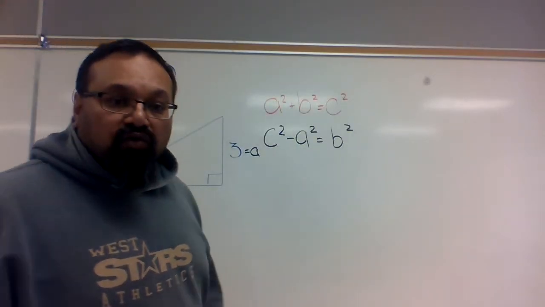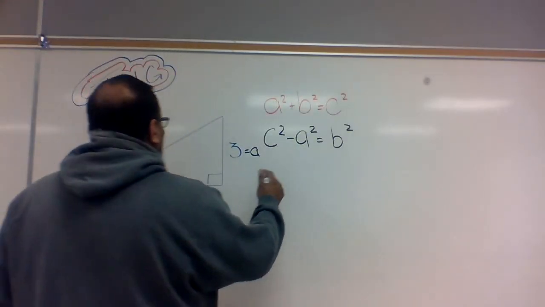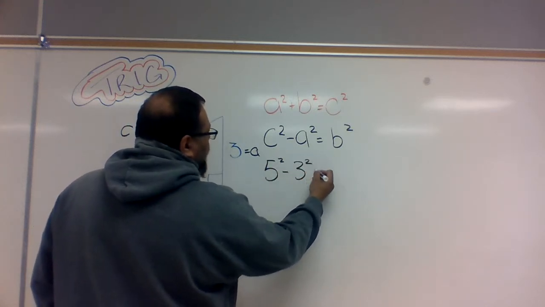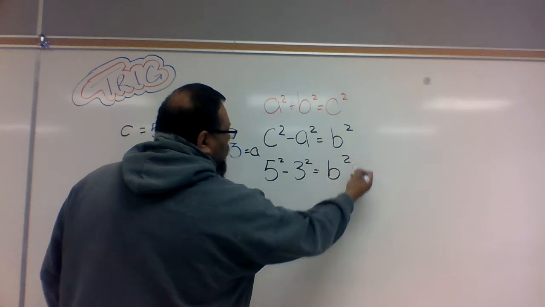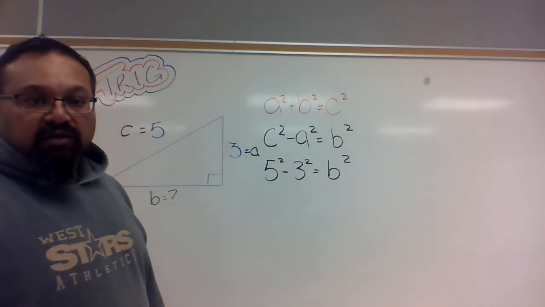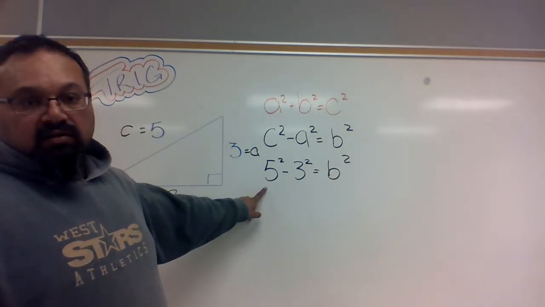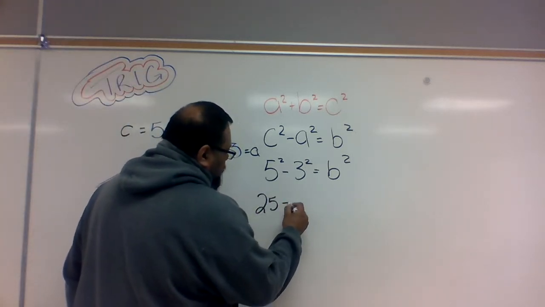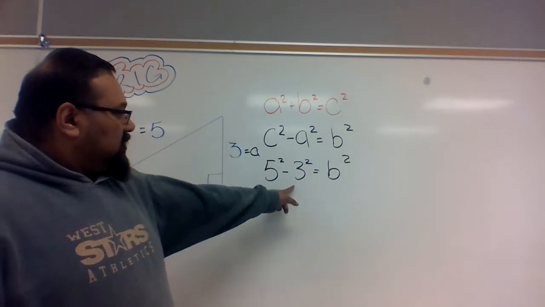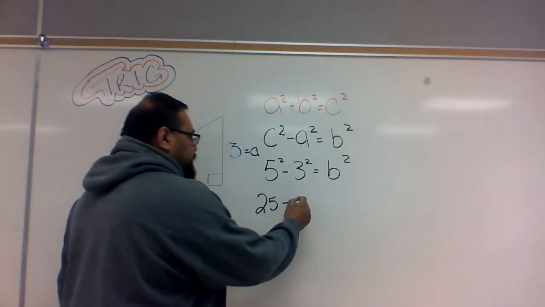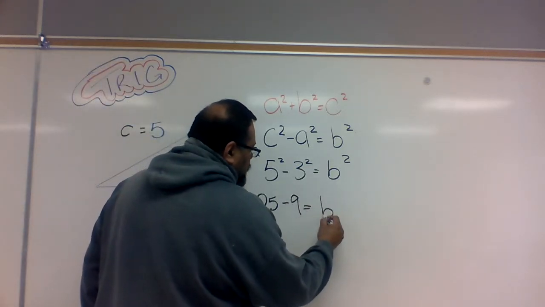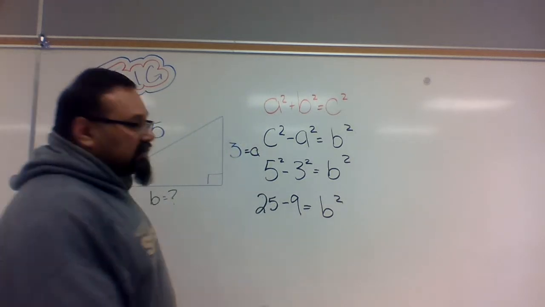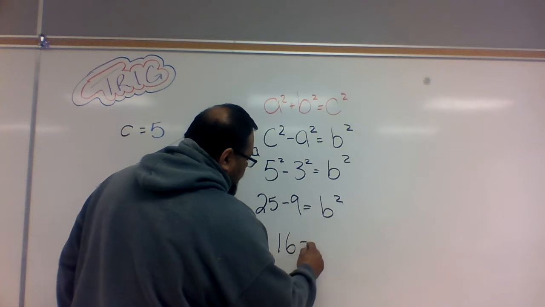Now we plug in our known values for our unknown. So 5 squared minus 3 squared is going to equal b squared. Now we do the math. 5 squared is the same as saying 25, and minus 3 squared is the same as saying 9. When I do the math, 25 minus 9, it's going to give me 16.